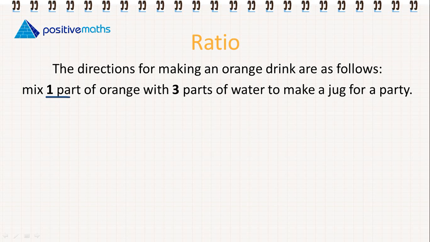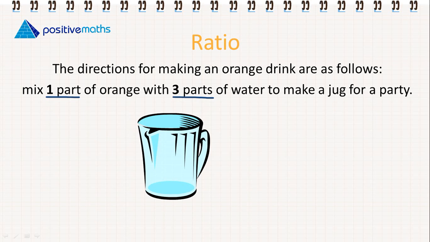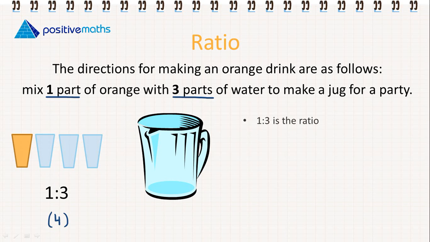We mix 1 part of orange with 3 parts of water to make a jug for a party. So we have our jug, 1 cup of orange, 3 cups of water. We call this ratio then 1:3. So 1 part orange, 3 parts water. You will see in total, if we add 1 plus 3, we get 4. So we have 4 parts altogether, or in this case cups, for the ratio.